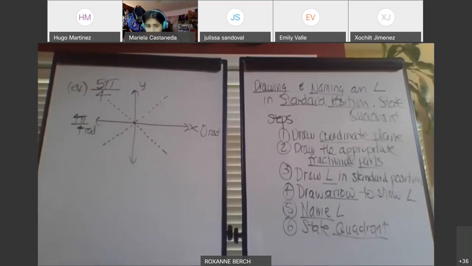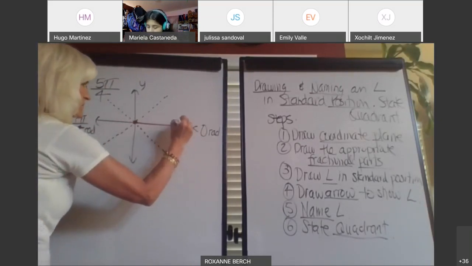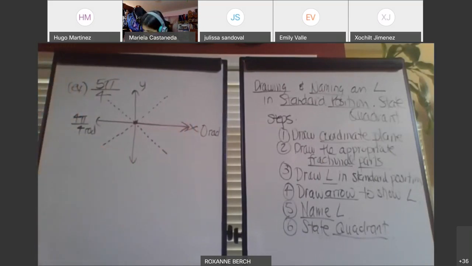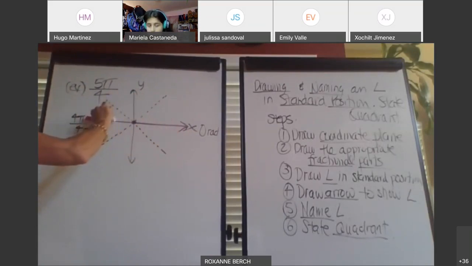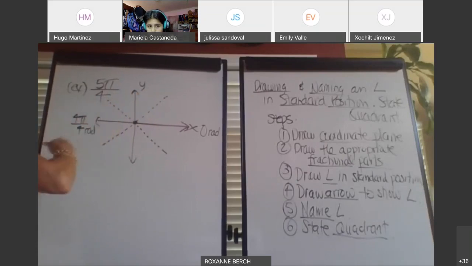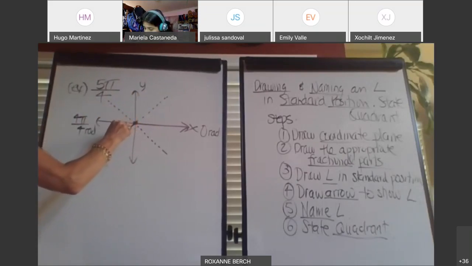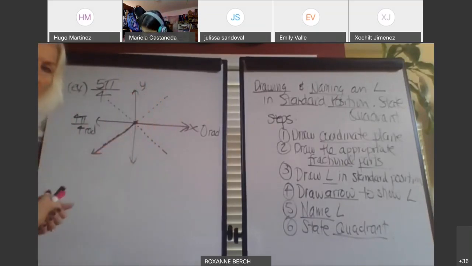All right, so let's take a look at what we have here. We want to graph 5 pi over 4, so let me draw my initial side. All right, so this would be pi over 4 radians, 2 pi over 4 radians, 3 pi over 4 radians, 4 pi over 4 radians, 5 pi over 4 radians. So I always use the horizontal.